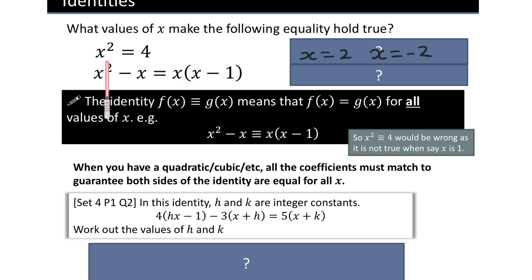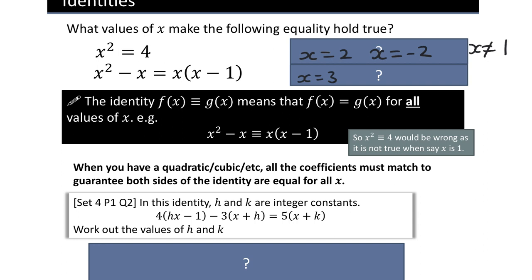3 squared is 9. Minus 3 is 6. 3 lots of 3 minus 1 is 2. Yeah, x equals 3. There could be more than one. But, for example, for the first one, x cannot equal 1, can it?